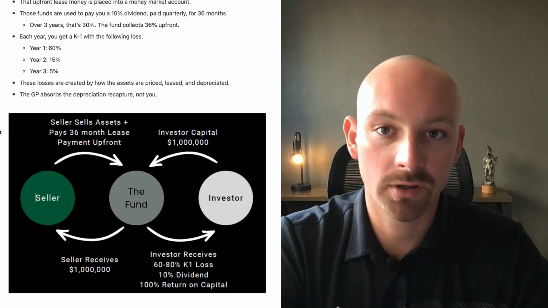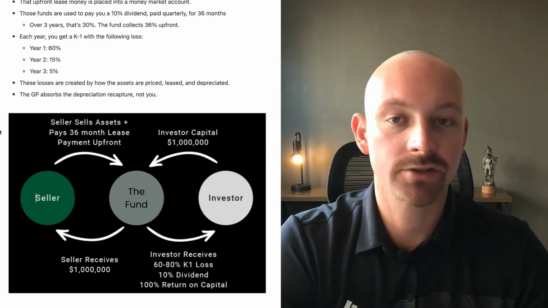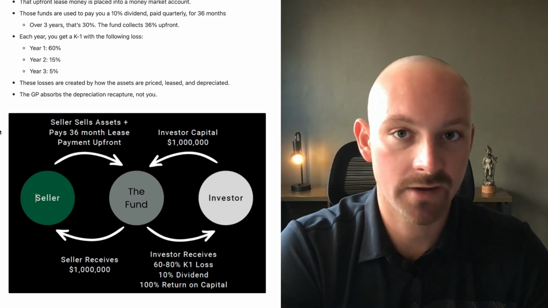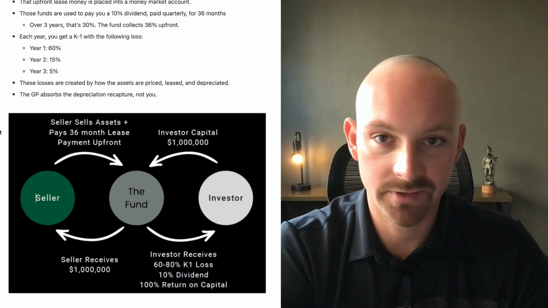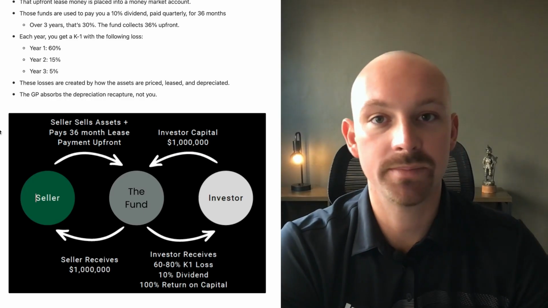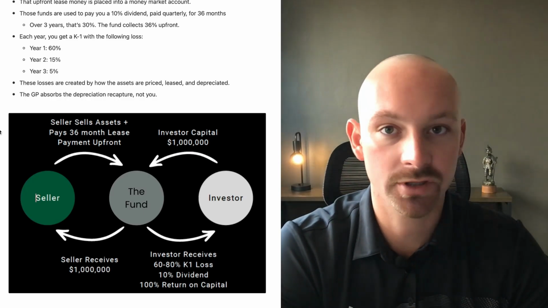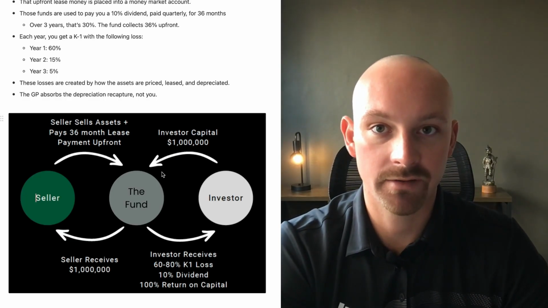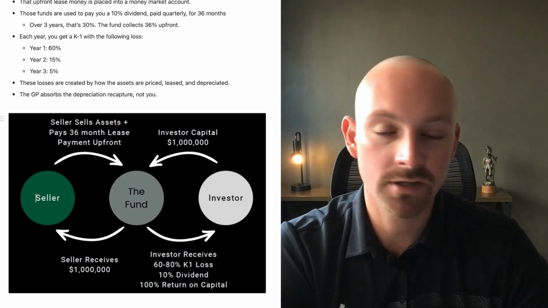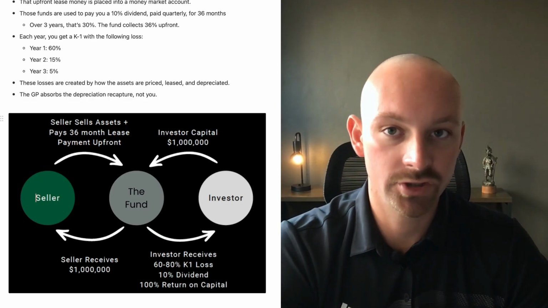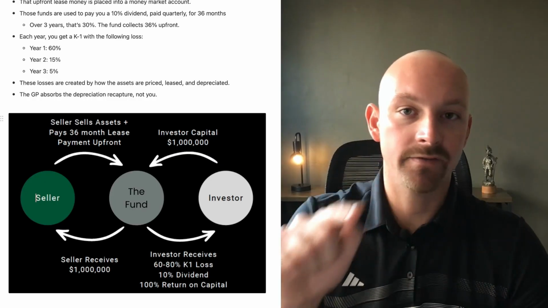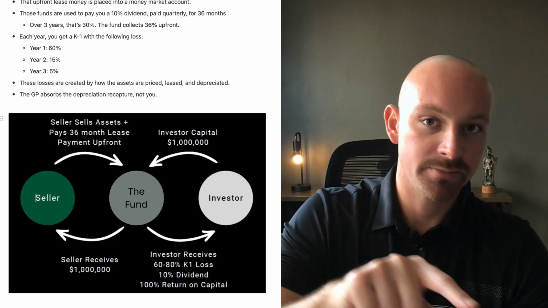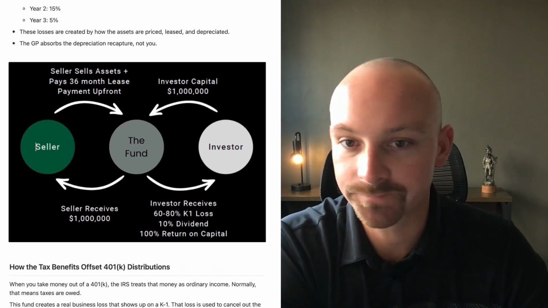Now, something very important that you should know, but I'm not going to go into extreme detail in this video. A lot of people ask, how does this work? How can the K1 loss offset the taxes on my active income? Well, the main reason is because the GP is absorbing the depreciation recapture, not you as the LP. I'm not going to walk through this again right here. I already went through that, but you can pause or take a screenshot. All this is showing is the sale leaseback and how money flows throughout the transaction. Your capital goes through, helps buy the property. The property is leased back, and then when it's sold, the money goes back to you.